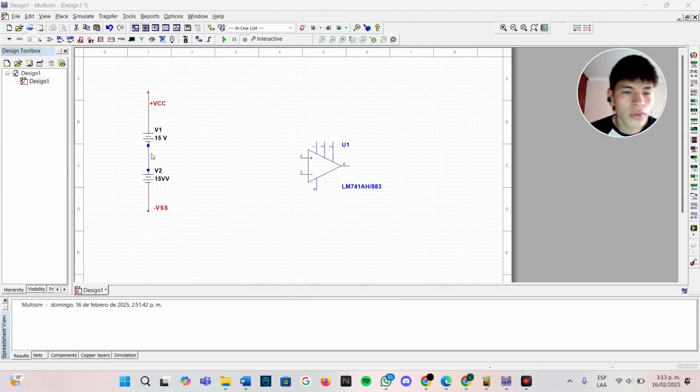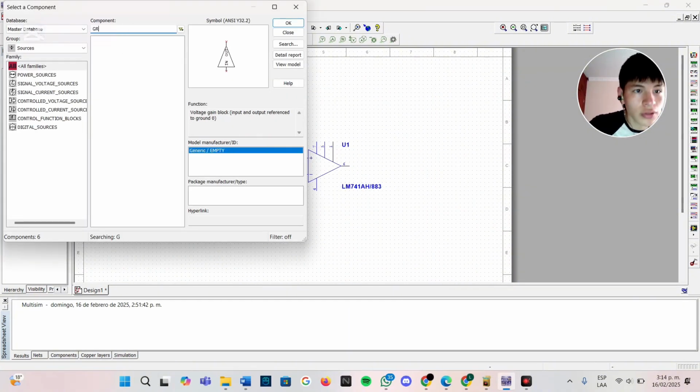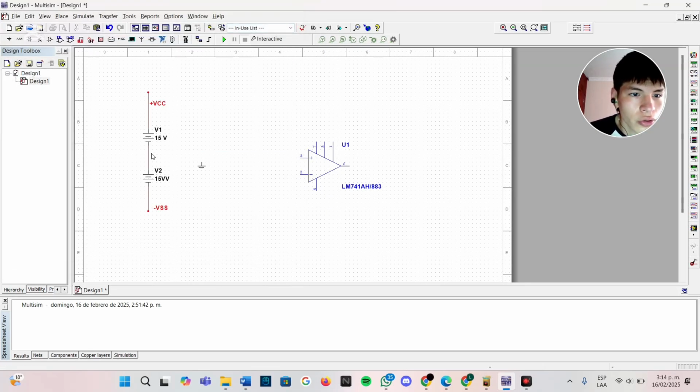And this part in the middle of these two is aligned. In this part, ground, connected to the two voltage sources. And this is the power supply.